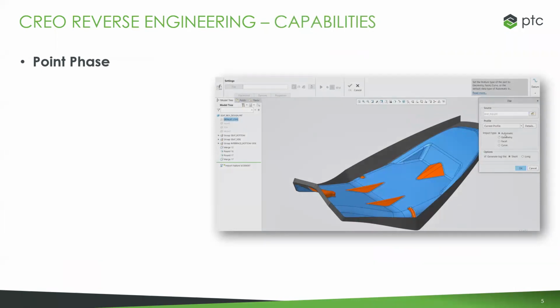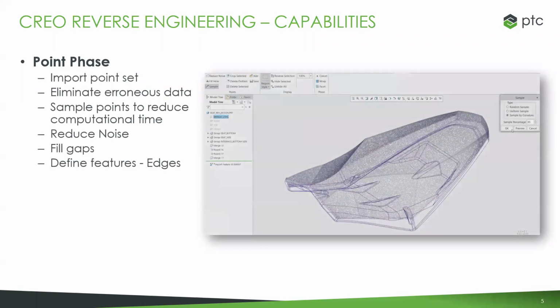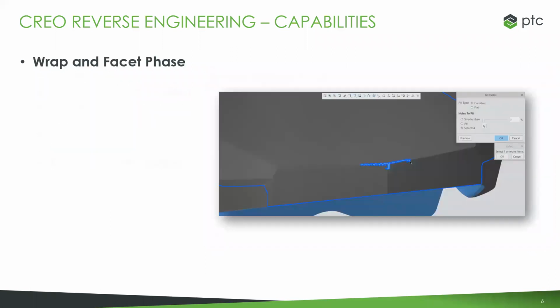So you can get rid of inaccurate data, reduce the number of sample points, and just in general, fix up any of the areas that maybe weren't scanned in perfectly, which sometimes does happen depending on the scan data that you're working with. But once you have all those data points brought in here, you've imported them, you've eliminated any of that data, what you're going to do is move into the wrapping and faceting phase.